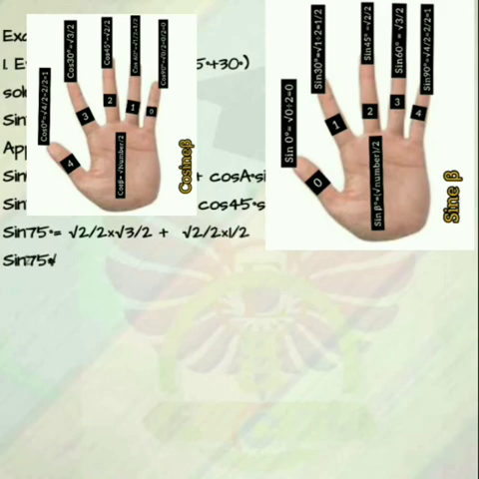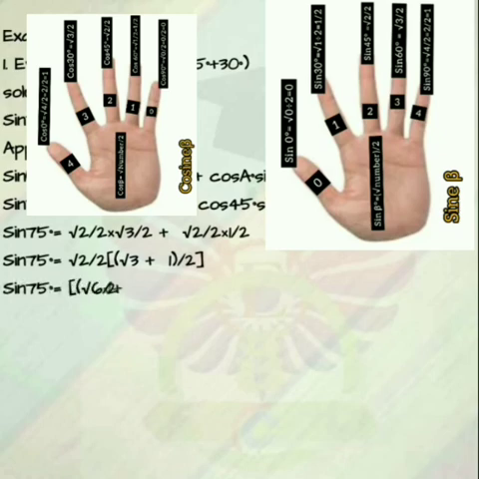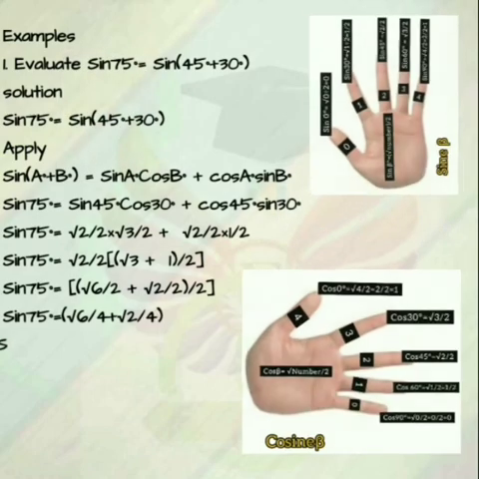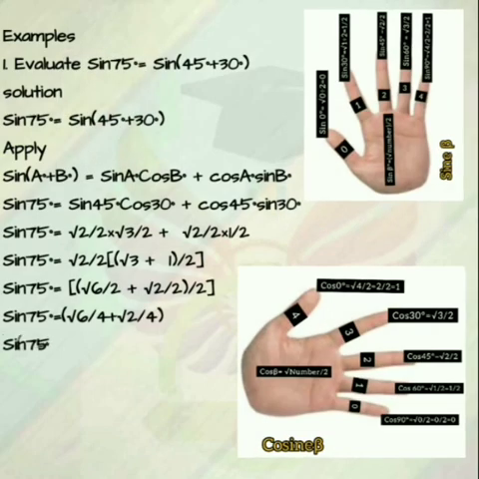1 over 2. This gives sine 75 to be equal to root 2 over 2, which is common, comes outside the bracket, leaving root 3 plus root 1 all over 2 inside the bracket. If we expand with root 2 over 2, we'll have root 6 over 2 plus root 2 over 2 all into 1 over 2. And this finally gives root 6 over 4 plus root 2 over 4. Our final answer reads root 6 plus root 2 all over 4.